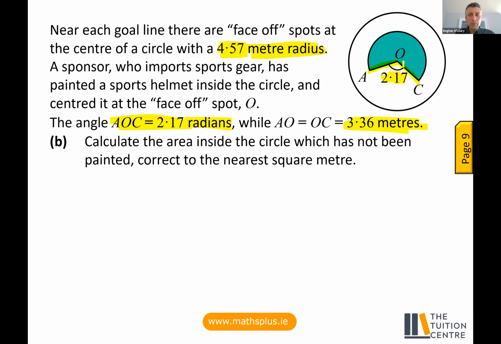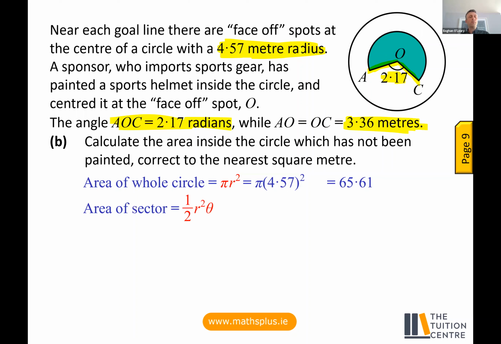So, a lot of students will be a little bamboozled at this point because they'll have read all this English, they might be finding it a bit tricky, but you've just got to take your time with it. The circle itself has a radius of 4.57. So the area of the whole circle is pi times the radius squared, pi times 4.57 squared. That's 65.61. The area of the sector, so that's what's in green, is a half r squared theta, where theta is in radians. Now, I could call this guy theta there.